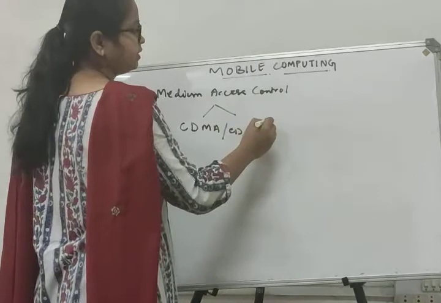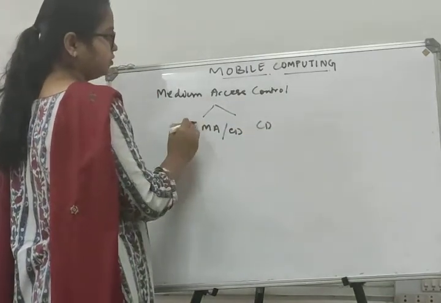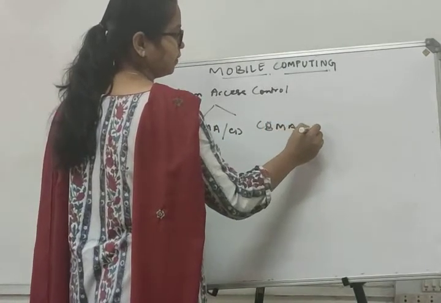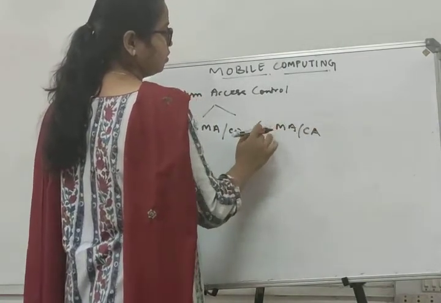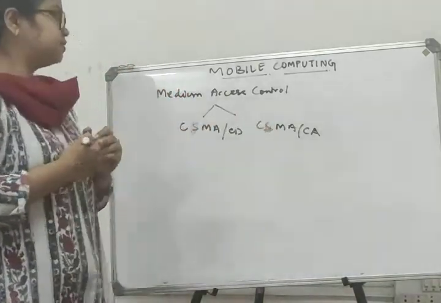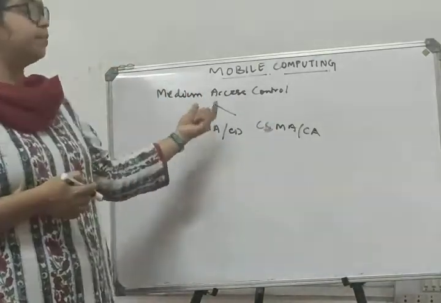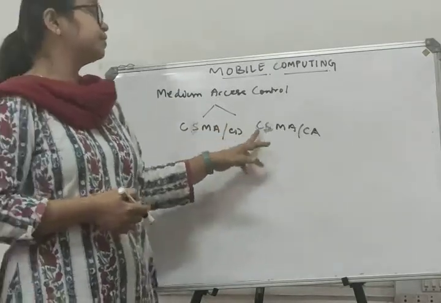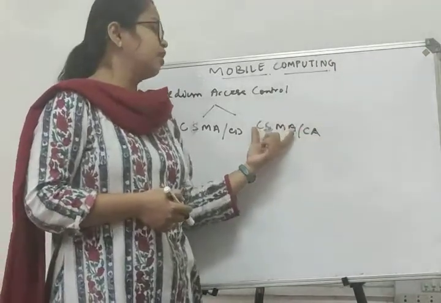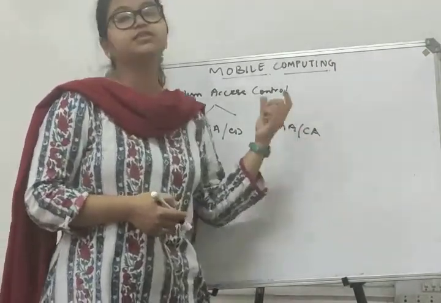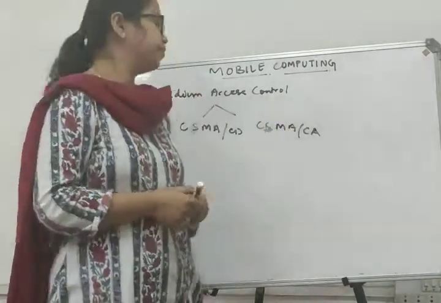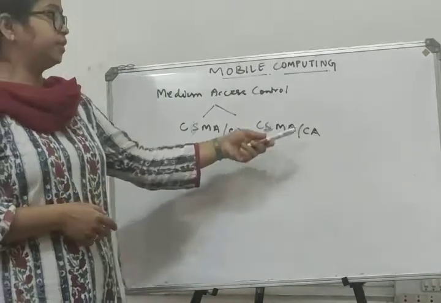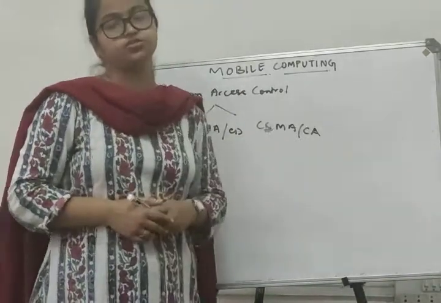So there are two types of method, as we discussed: CSMA-CD and CSMA-CA. What is CSMA-CD? CSMA-CD is carrier sense multiple access with collision detection. CSMA-CA means carrier sense multiple access with collision avoidance. Here we can detect the collision, but we cannot avoid the collision. But here we can avoid the collision as well.